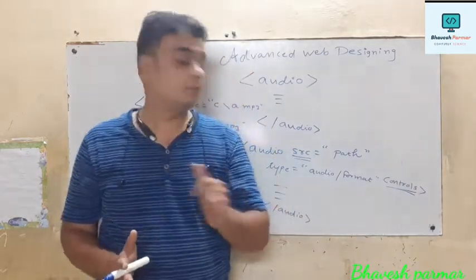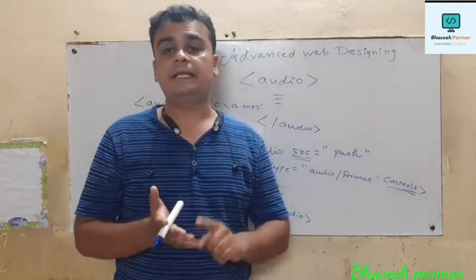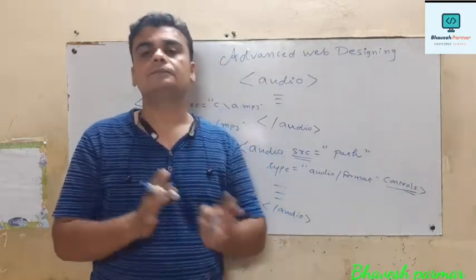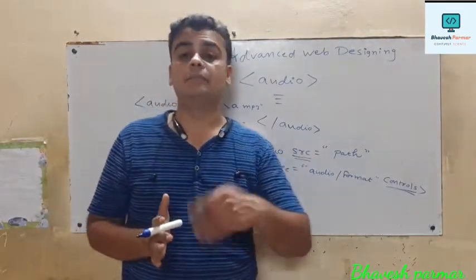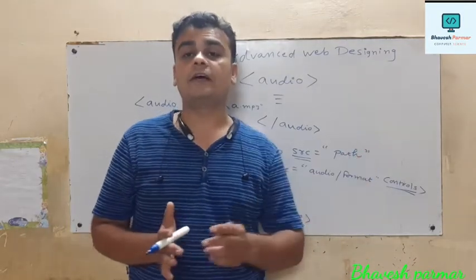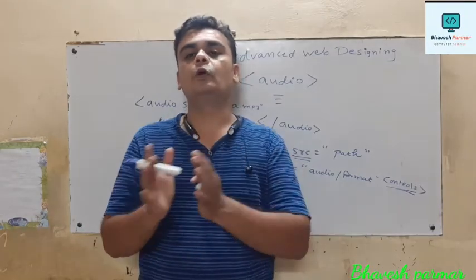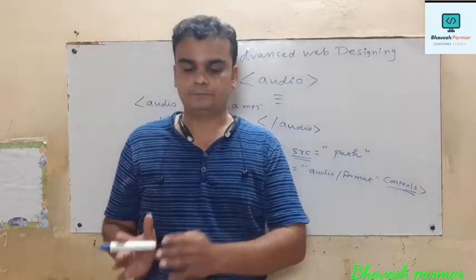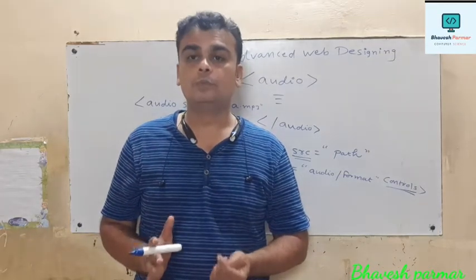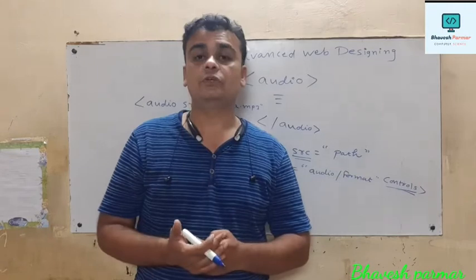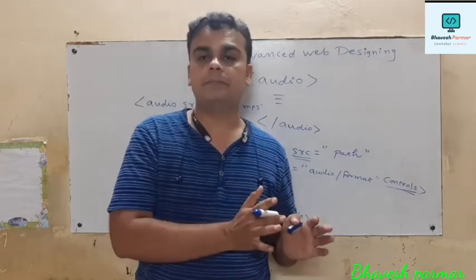Thereafter, the second attribute is controls. As I told you earlier, it is very interesting. It provides a play pause button in your web page. Then SRC is there. SRC represents the source of that particular audio file, where it is actually situated and you want to be loaded in your web page. Thereafter, the next attribute is loop. That is how many times you want to play a particular audio file in a given web page.